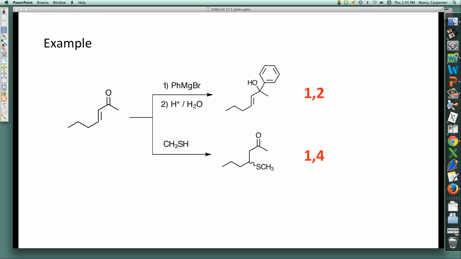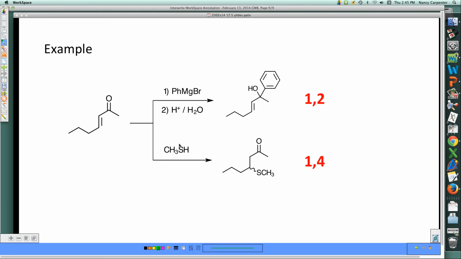This thiol, on the other hand, is a big old soft nucleophile. The sulfur is big, it's not negatively charged, but even if it was, that would still be soft. Goes to 1,4. We flip the negative charge, we flip the pi electrons up here to make the enolate. The enolate comes back down and gets protonated.